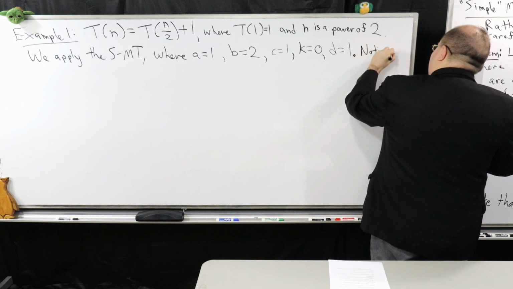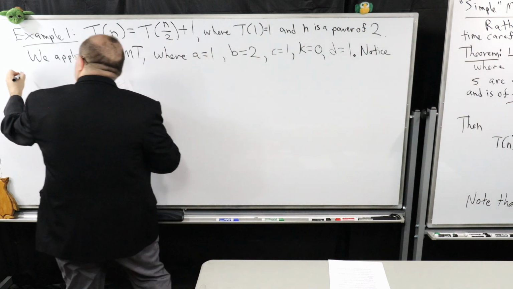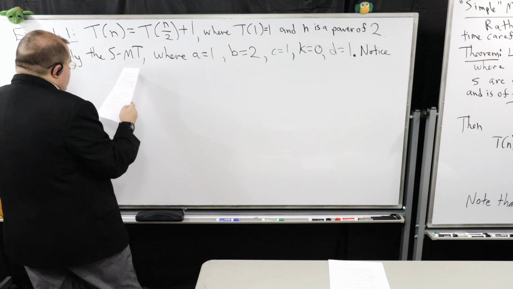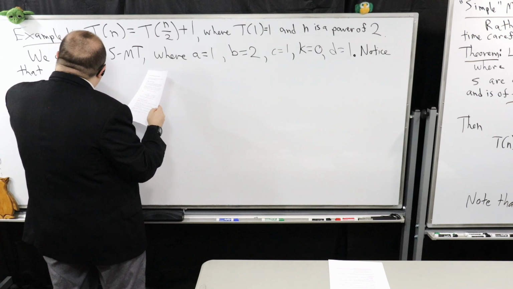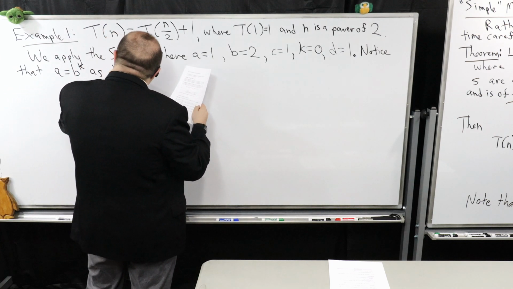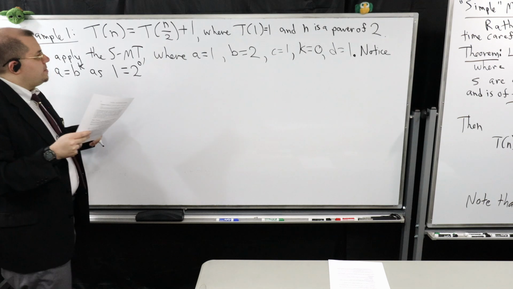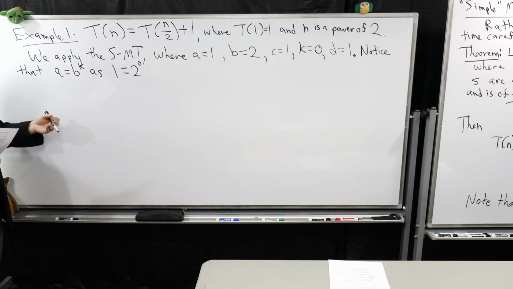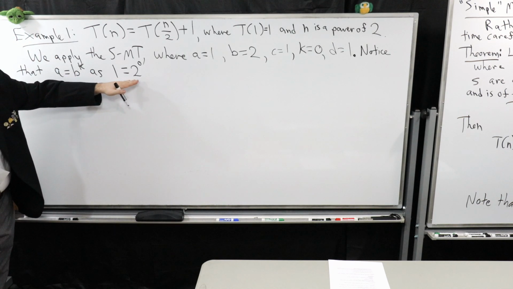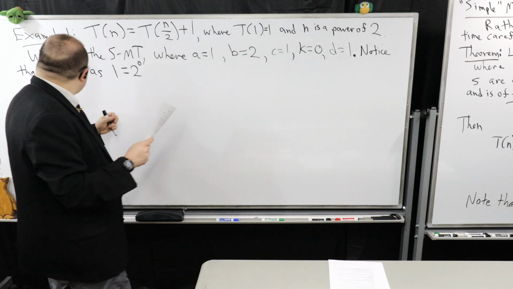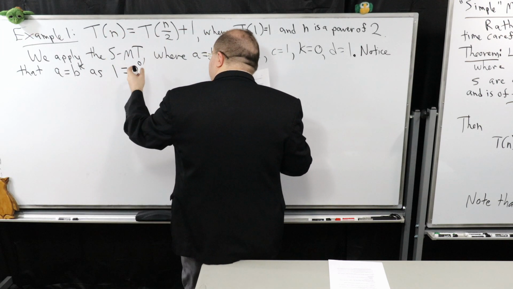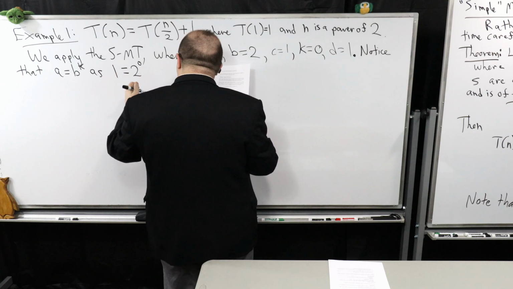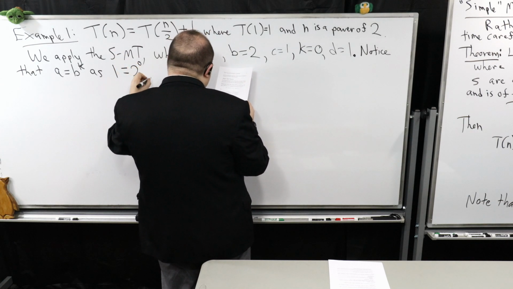So notice that A is equal to B to the power of K, as 1 is equal to 2 to the power of 0, right? Remember, B is 2, K is 0. So A is 1, so that means that they're equal, right? A is equal to B to the power of K as 1 is equal to 2 to the power of 0.